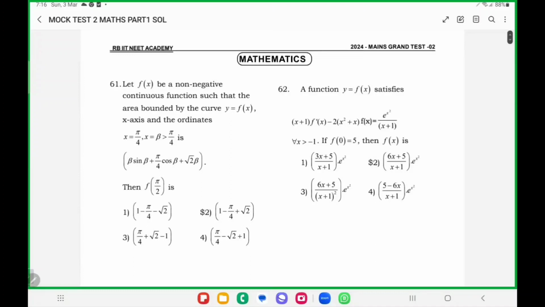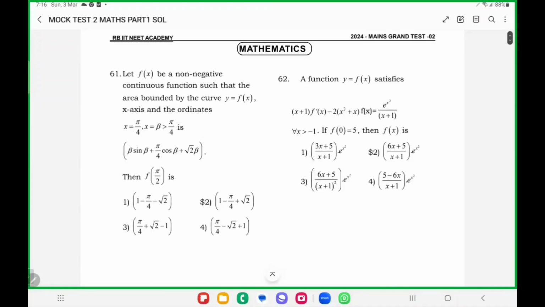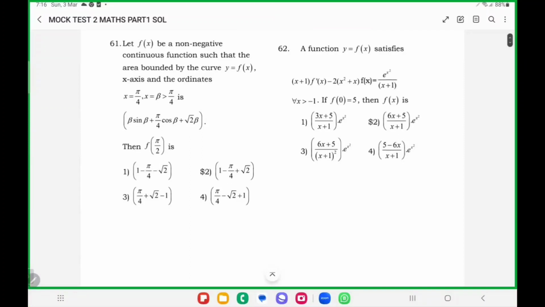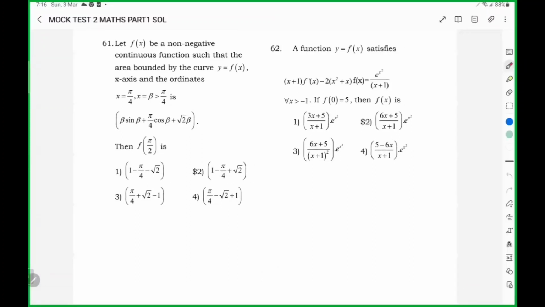So in this video, I am discussing the first 15 questions of mock test 2. Here, what is given in the first problem: f of x is a continuous function, and the area bounded by the curve between x equal to pi by 4 to beta is the integral of f of x dx, which is beta sin beta plus pi by 4 cos beta plus root 2 beta.